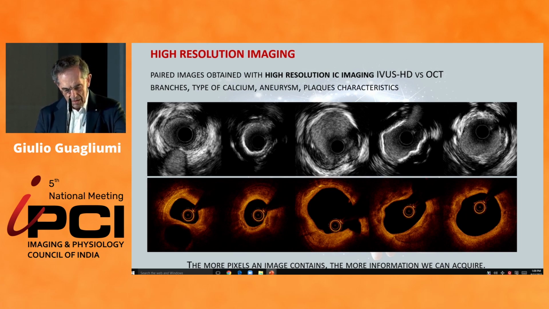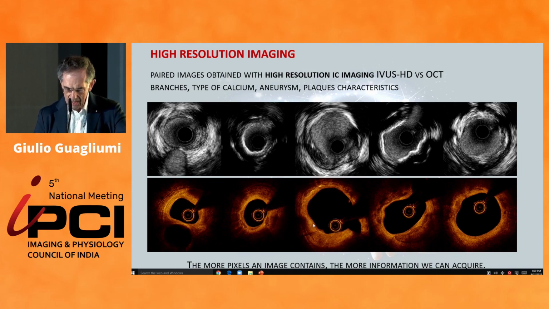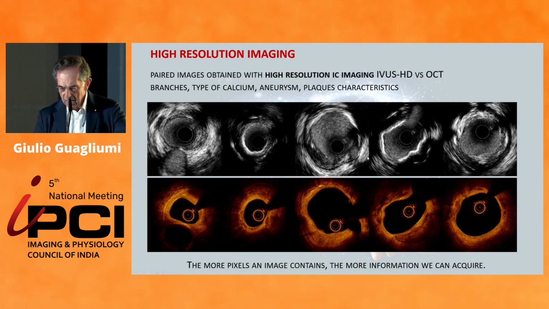You have here the same patient in a different setting, could be bifurcation, could be aneurysm in the central panel. I don't know who is touching this. Could be calcification at this level. And you have exactly the sister images, the ones obtained with IVUS and the ones obtained with OCT. And you can see anyway that we got a lot of information already.